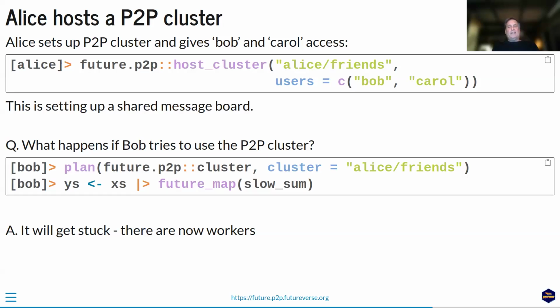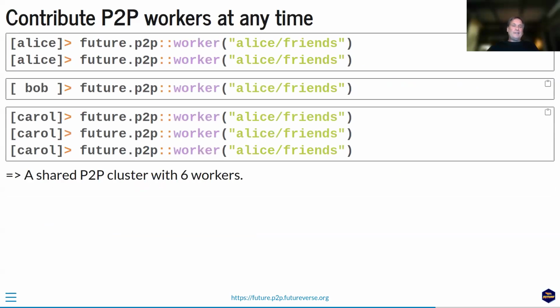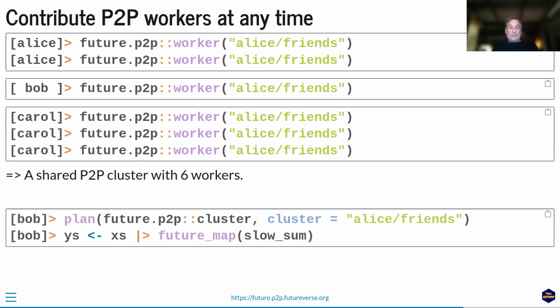What happens there is they're creating boxes and putting them on the message board, but there are no workers. So no boxes are sent anywhere, nothing is processed. So we need workers, and it's very easy to contribute workers too. So here is an example of 6 workers. Alice contributes 2, Bob 1, and Carol 3, because Carol had a bigger computer. And it's a function call in R, and you just specify the name of the message board. And after this, there are 6 workers willing to work. So Bob's process will now finish.